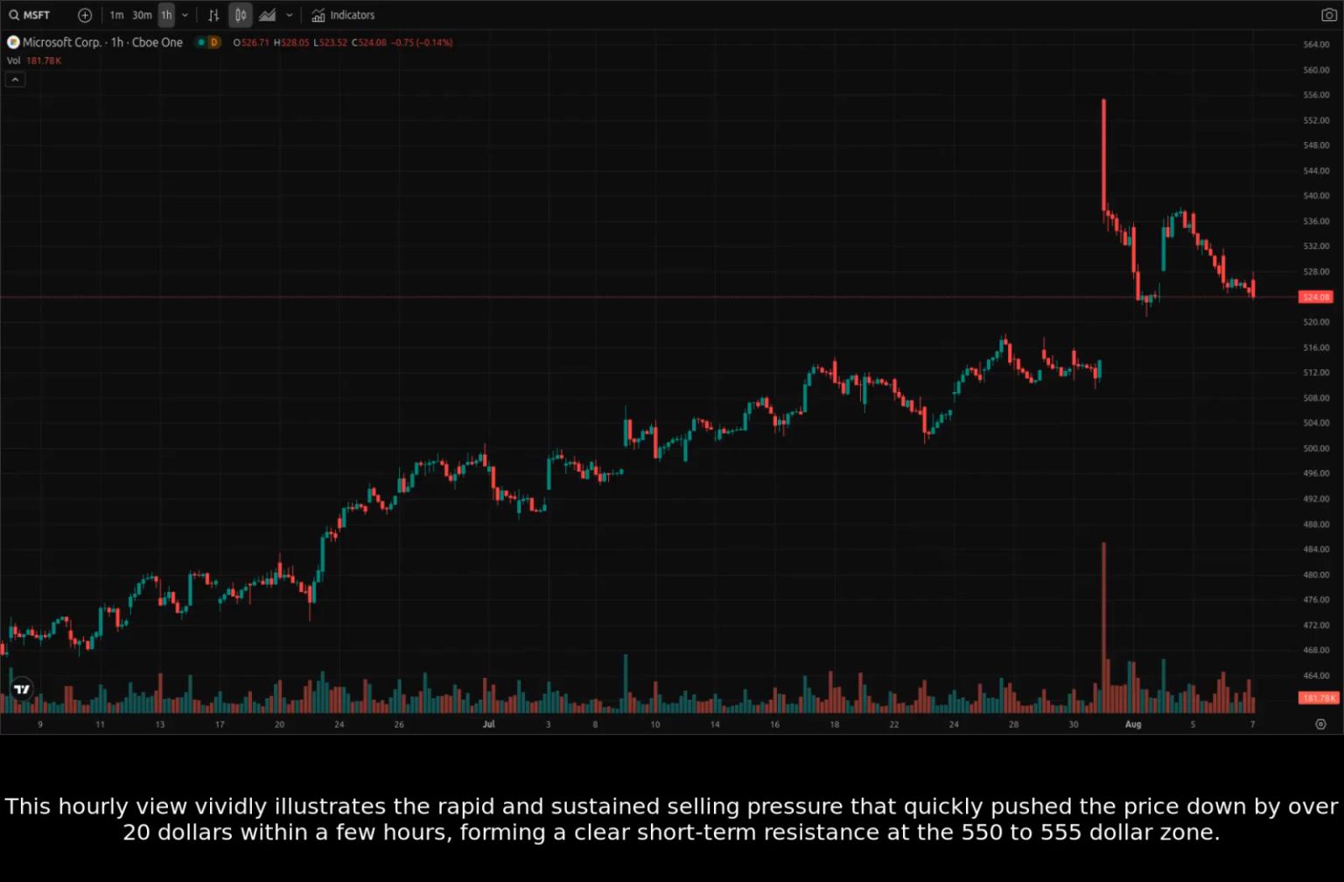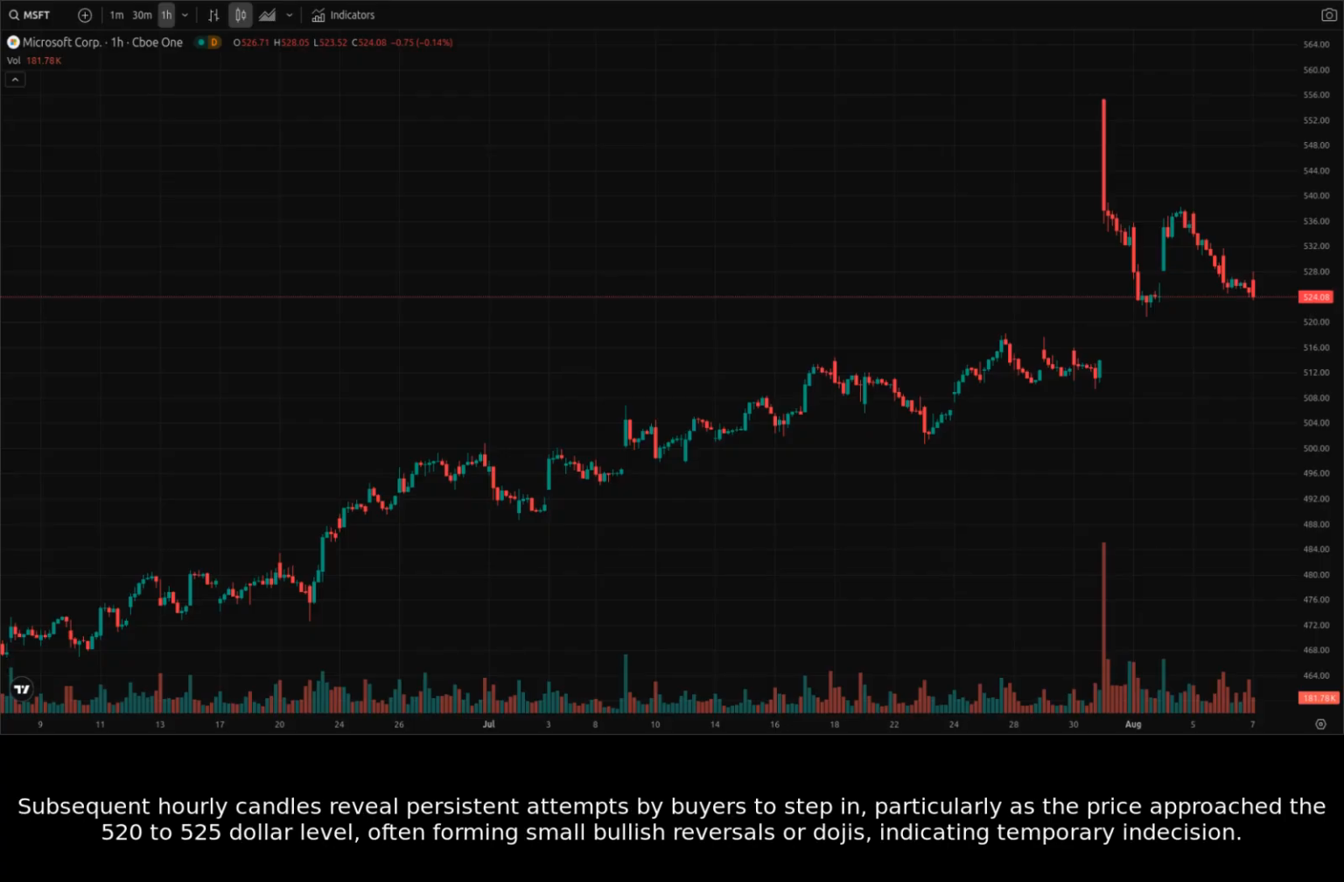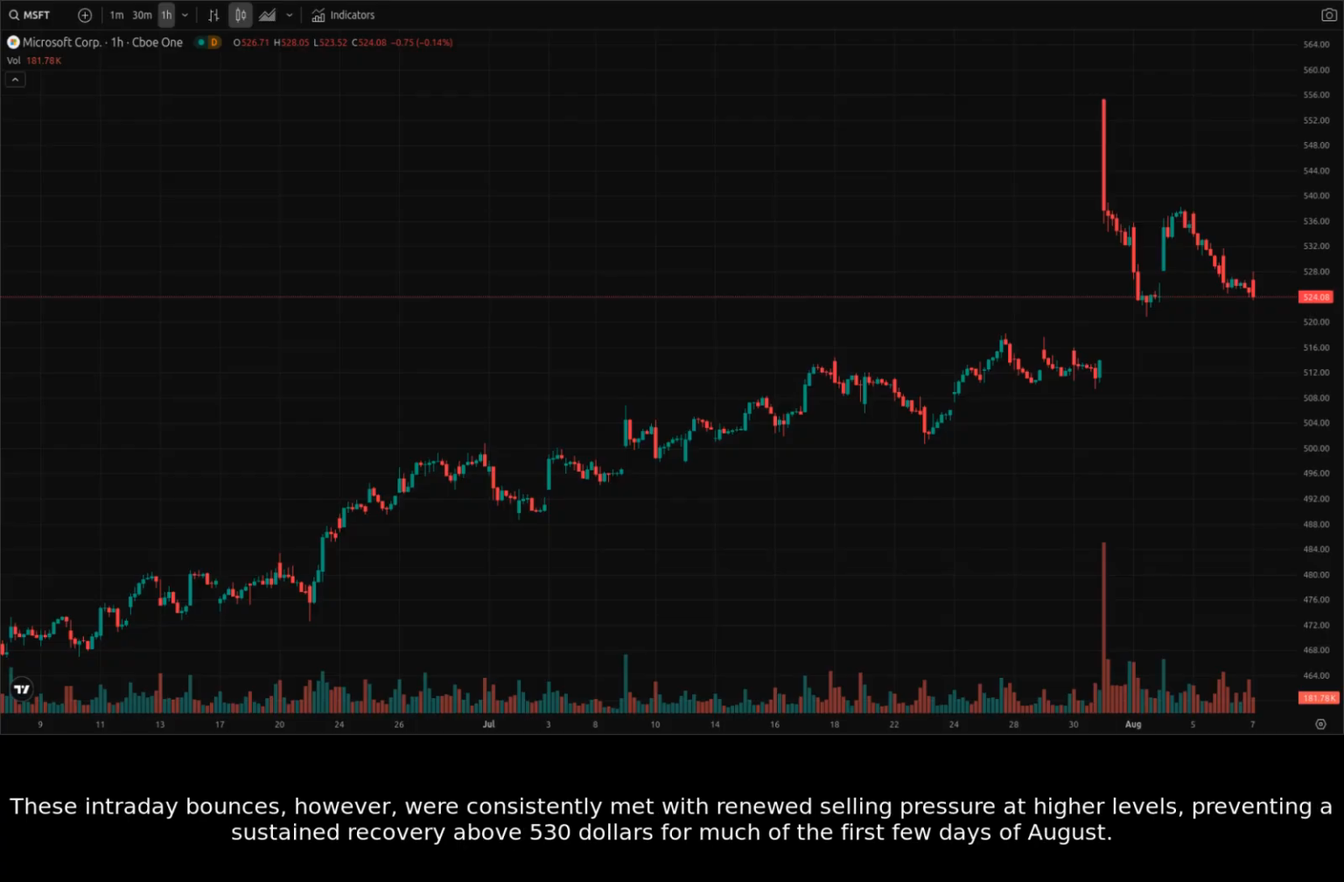$555 zone. Subsequent hourly candles reveal persistent attempts by buyers to step in, particularly as the price approached the $520 to $525 level, often forming small bullish reversals or dojis, indicating temporary indecision. These intraday bounces, however, were consistently met with renewed selling pressure at higher levels, preventing a sustained recovery above $530 for much of the first few days of August.